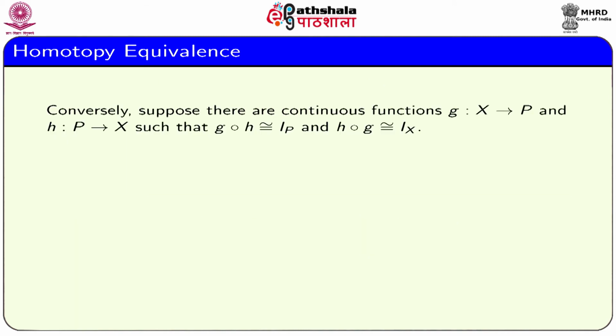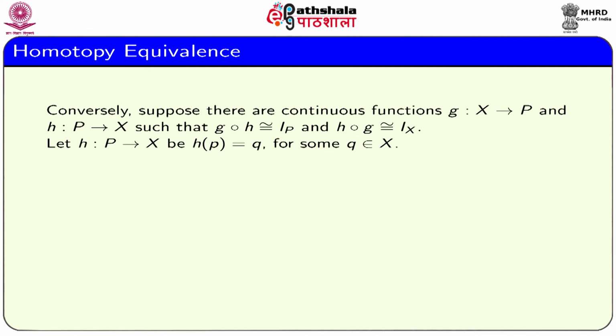Conversely, suppose there are continuous functions g from capital X to capital P and h from capital P to capital X such that g and h are homotopy equivalences. That means g composed h is homotopic to identity on P and h composed g is homotopic to identity on X. Then we have to show that capital X is contractible.